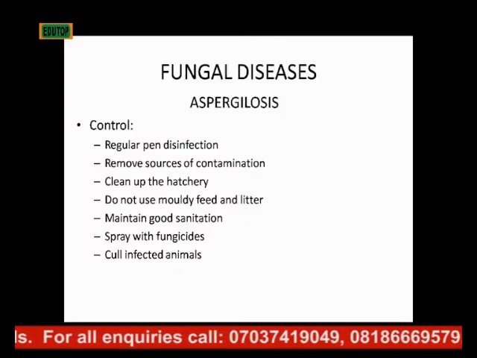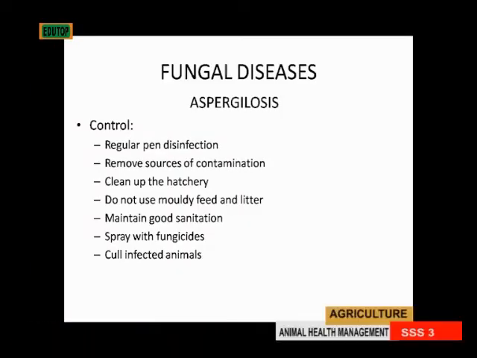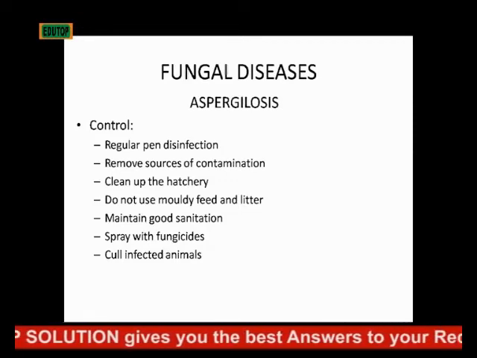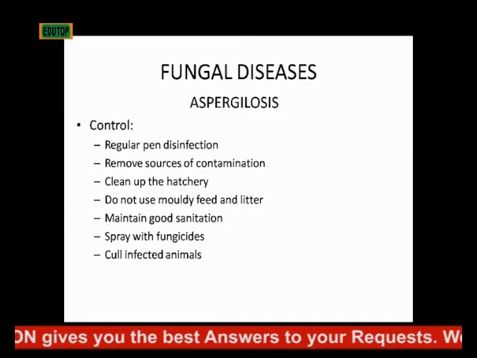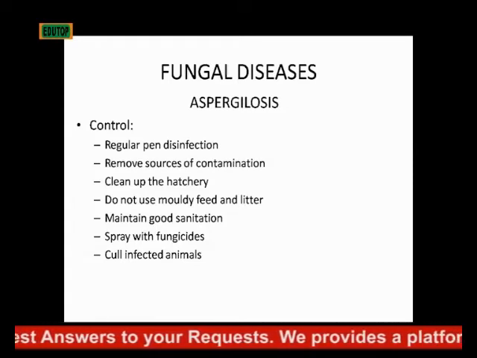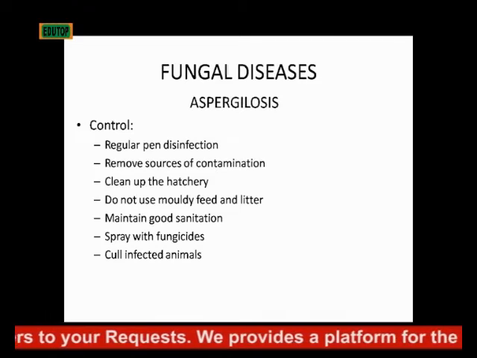How do you control aspergillosis? First, you disinfect your pen regularly. Then you remove sources of contamination. Everything you know that can contaminate, or that has been contaminated and can infect your animals, make sure you remove it. Clean up the hatchery. Then don't use moldy feed or litter for your animals. Maintain good sanitation. Then you spray with fungicide.